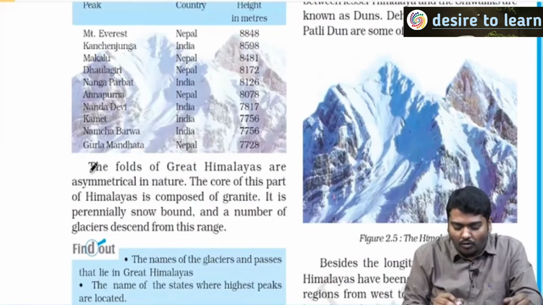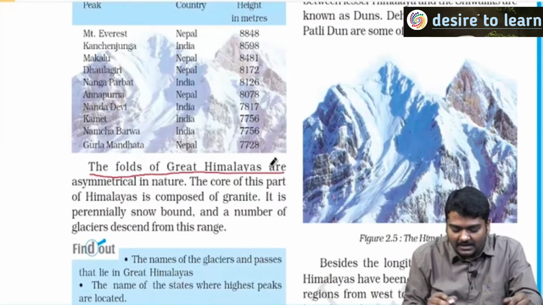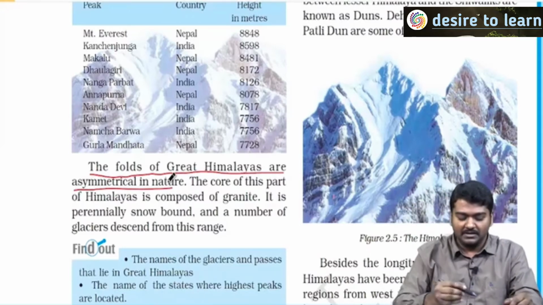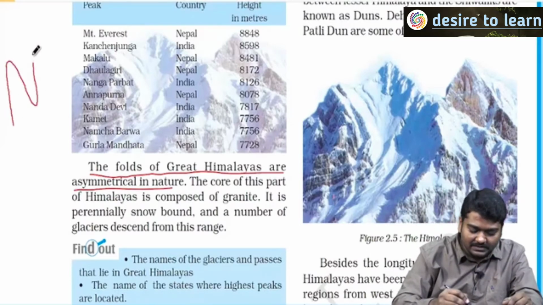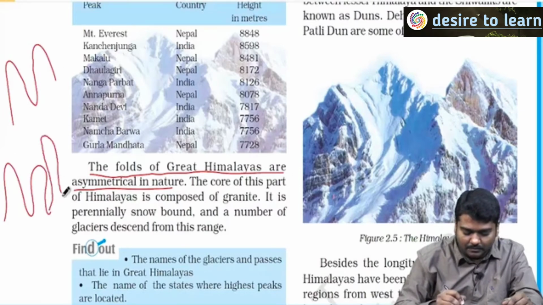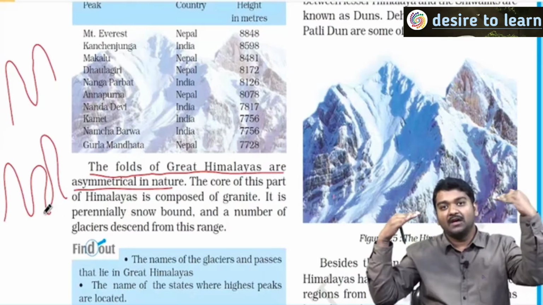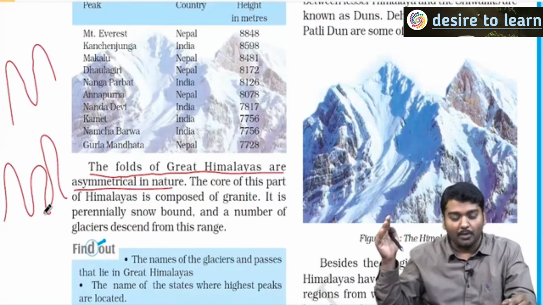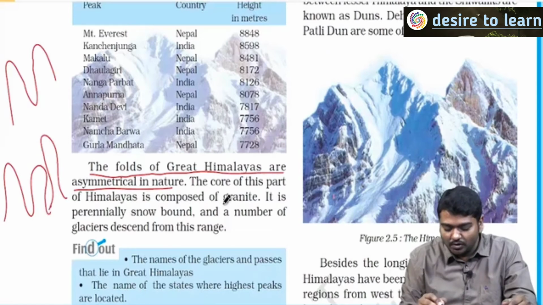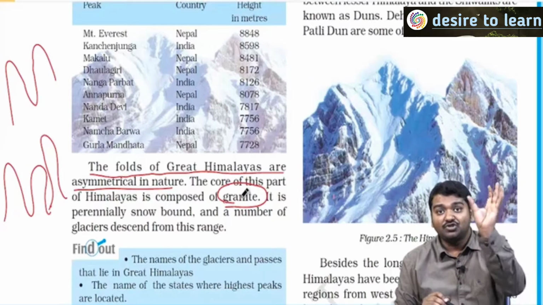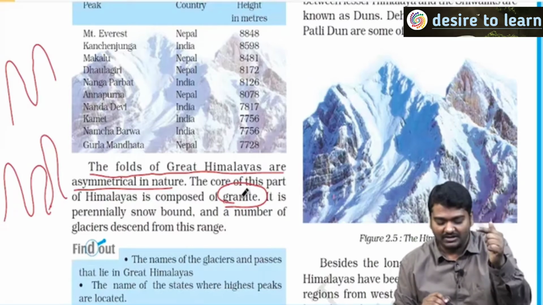Then the folds of Great Himalayas are asymmetrical in nature. That is, it is not symmetrical. Symmetry means it comes like this. Asymmetrical means it keeps changing, because when the compression takes place, the convergence will not lead to proper folds. Himalayas is also made up of granite. The meaning of this is magma would have joined in this region, as I actually told you.